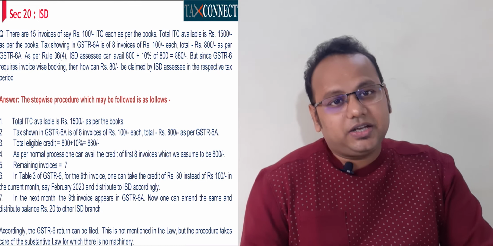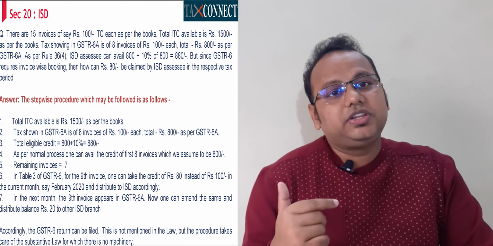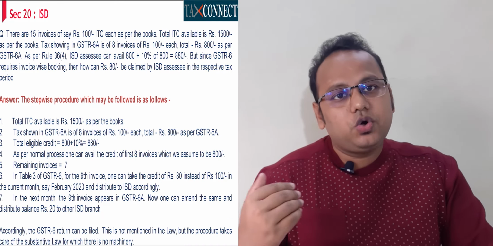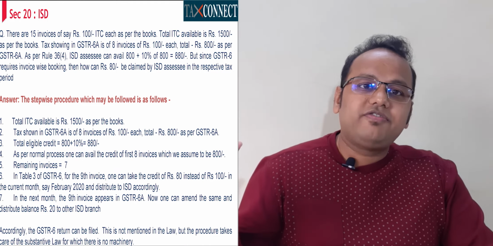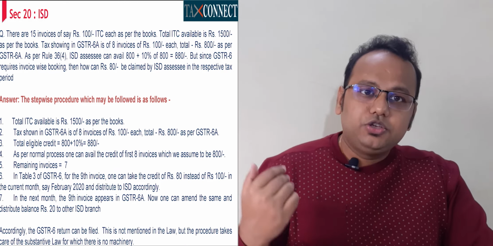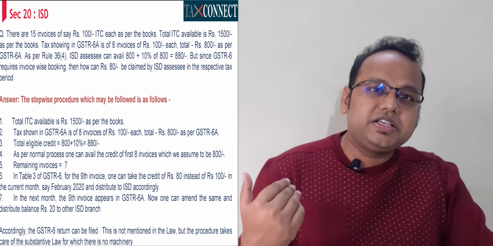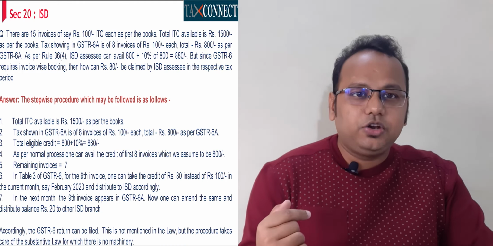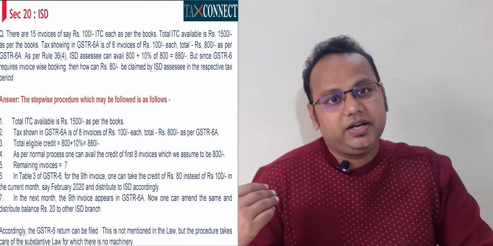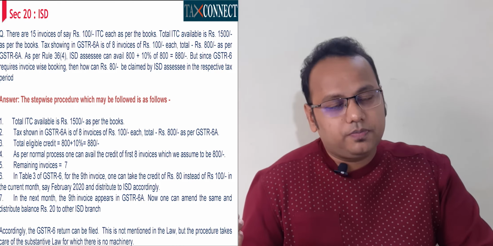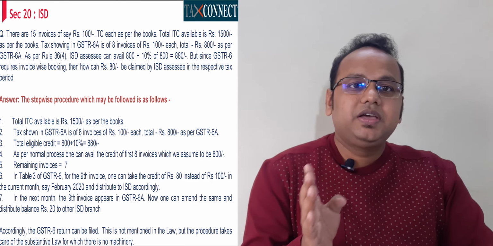The next question is that in an ISD return, how would you apply this rule 36(4)? Say for example, you have 15 invoices of 100 rupees each. In 2A, you have 8 invoices of 100 rupees each. So, ITC in your ISD return is eligible to the extent of 880 rupees. However, in the ISD return, you need to show the original invoice details. 8 invoices you show. How do you take the balance 80 rupees, which is the incremental amount as per rule 36(4)?